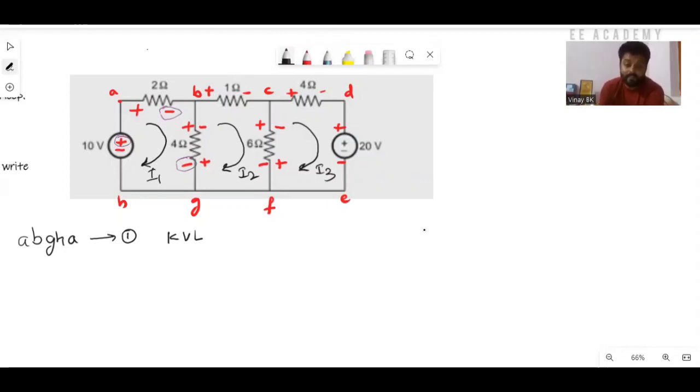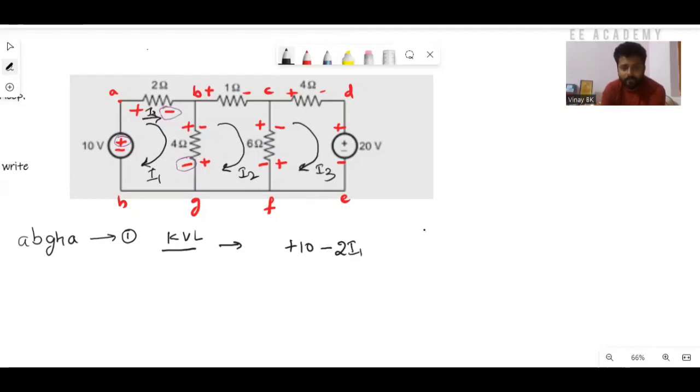The algebraic sum of all the EMFs and drops in any closed loop is equal to zero. Either it is a resistive drop or an impedance drop if you are considering an AC circuit. So now for loop 1, you can observe the equation. I start from the voltage source, but you can start from anywhere. So I will write here plus 10, I already marked the polarity, minus 2. Which current is flowing here? I1 is flowing, so minus 2 into I1.